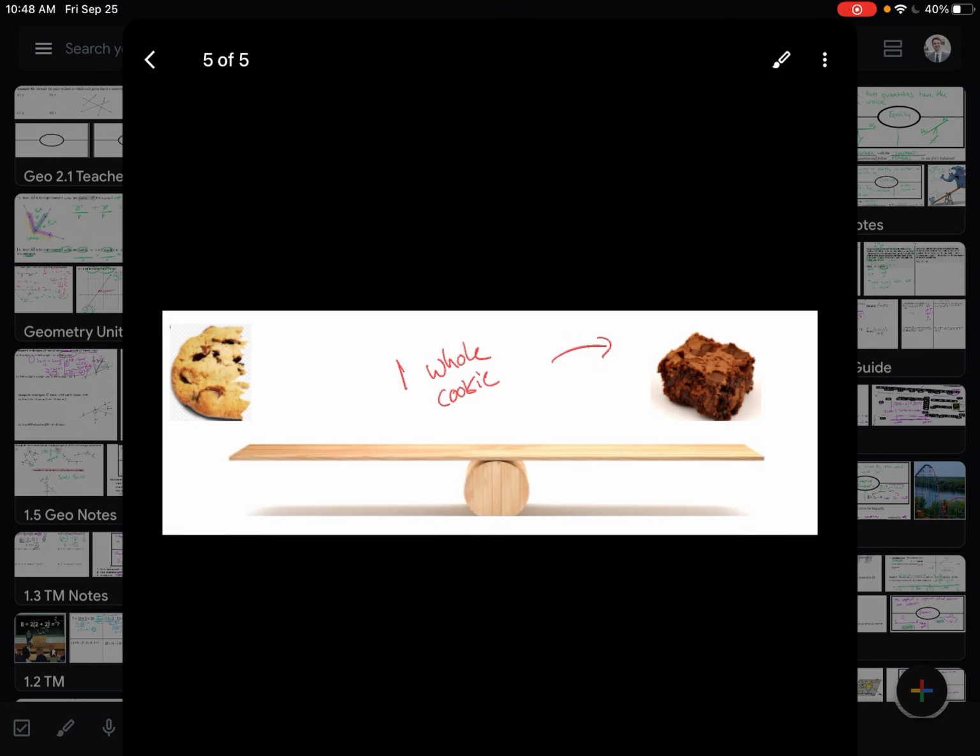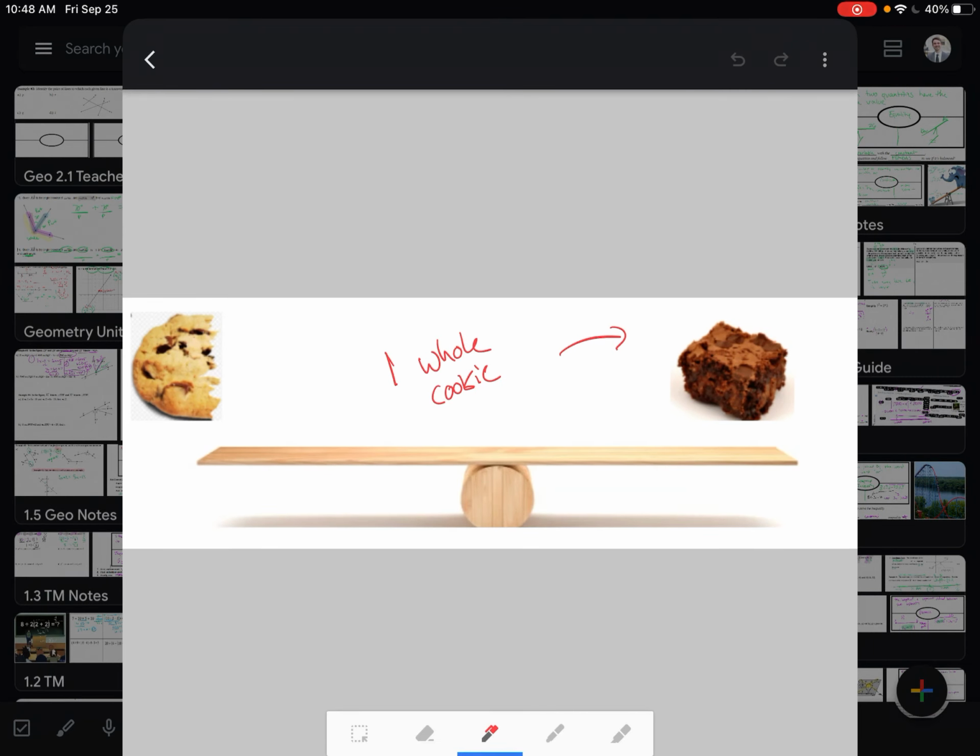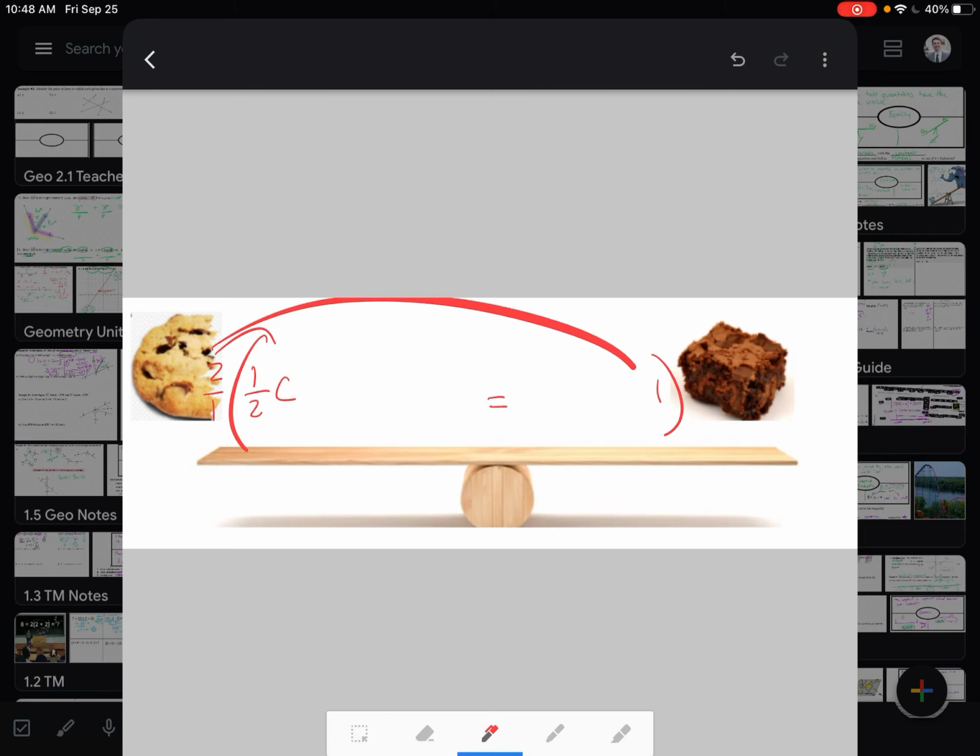So let's bring it back to number 1. We have a goal of getting to 1 whole cookie, and we have 1/2 of a cookie on the left side, and then we just have 1 brownie on the right side. So what do we do here? We take our reciprocal and we can multiply that one in. So here we go. Let's see if this works. So 2 divided by 2, we have 1 cookie on the left, and then 2 over 1 is just 2 brownies on the right.